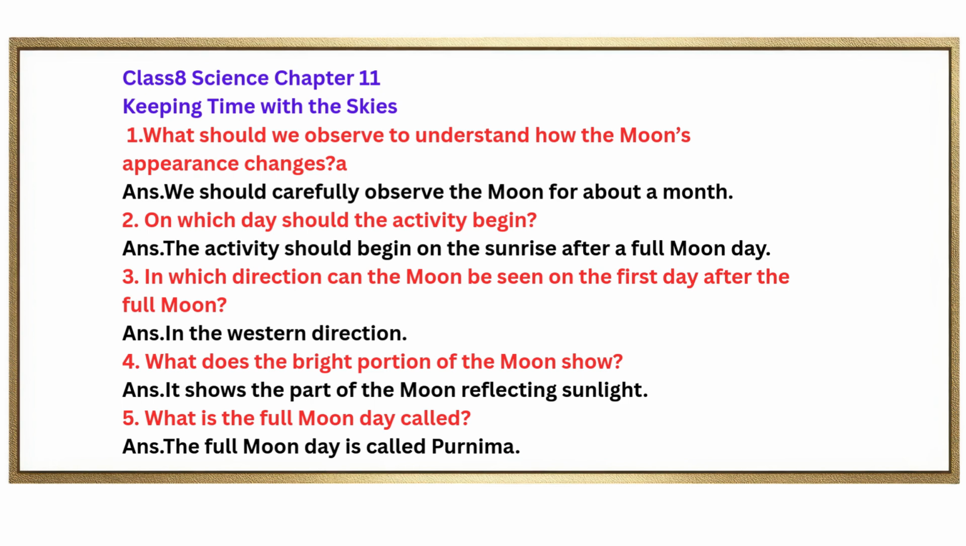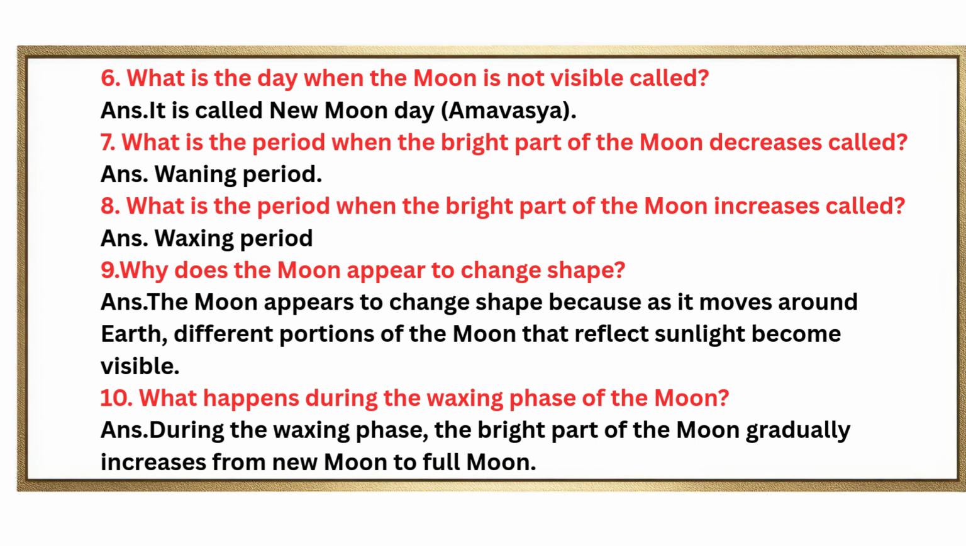Question number 4. What does the bright portion of the moon show? Answer. It shows the part of the moon reflecting sunlight. Question number 5. What is the full moon day called? Answer. It is called Purnima. Question number 6. What is the day when the moon is not visible called? Answer. It is called the new moon day, Amavasya.